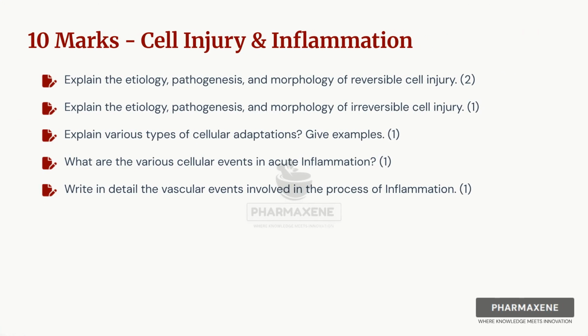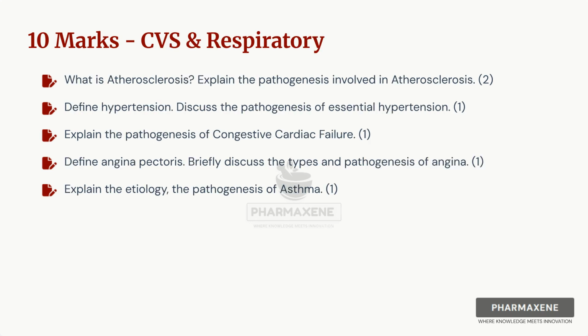For cell injury and inflammation, common 10-mark questions include explaining reversible and irreversible cell injury, various cellular adaptations, and the cellular and vascular events in acute inflammation. In the CVS and respiratory section, 10-mark questions often cover atherosclerosis pathogenesis, essential hypertension, congestive cardiac failure, angina pectoris, and the etiology and pathogenesis of asthma.